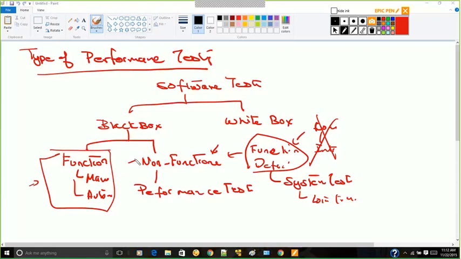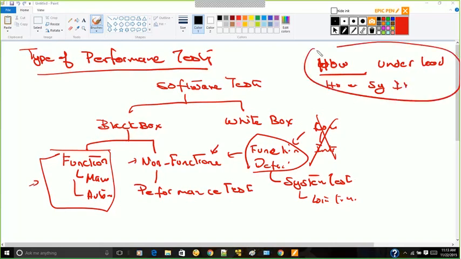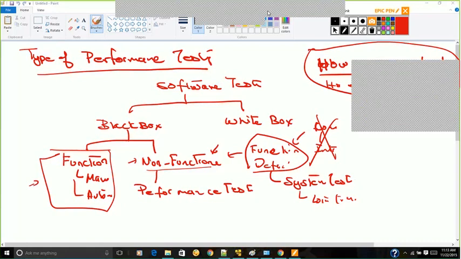Here we are only going to find out how my application is going to behave under load. That is, if I have multiple users accessing the system, how my system is going to behave, or whether my infrastructure can handle that much load. This is what the focus is on. That is why we call this non-functional testing. Guys, you are able to understand this? Any questions? Any other questions? Fine.